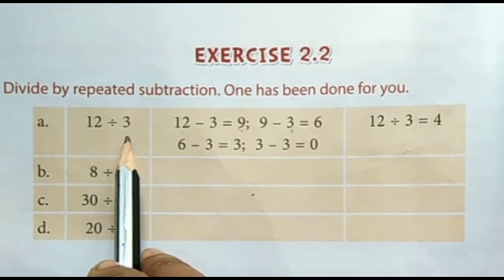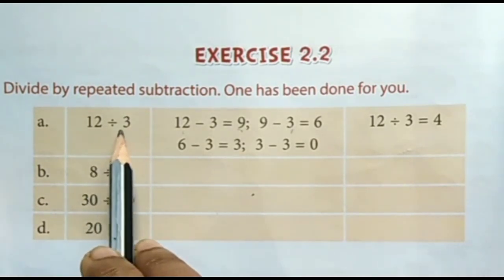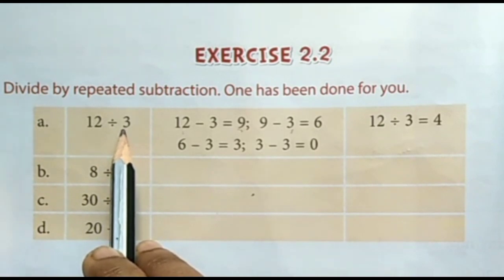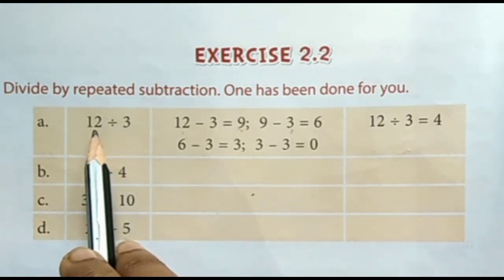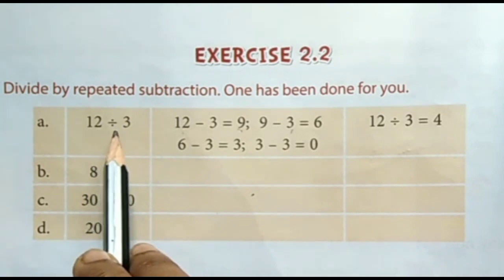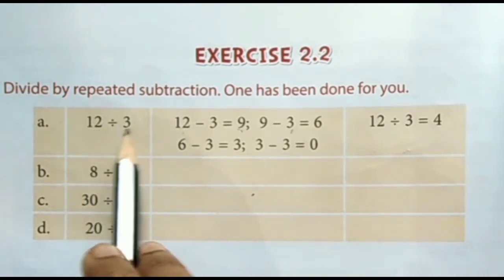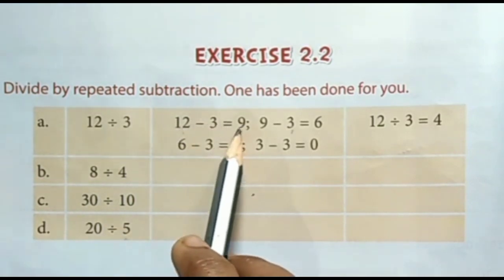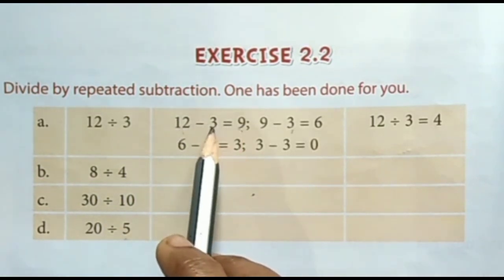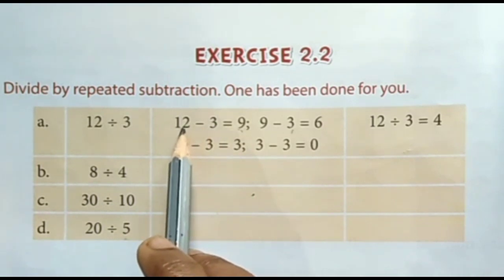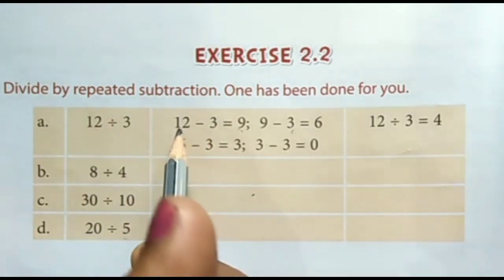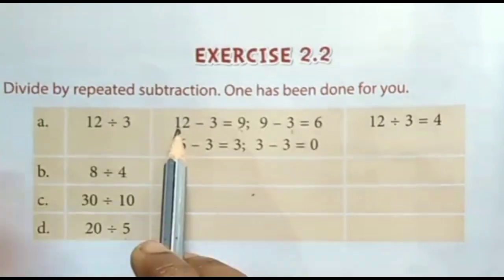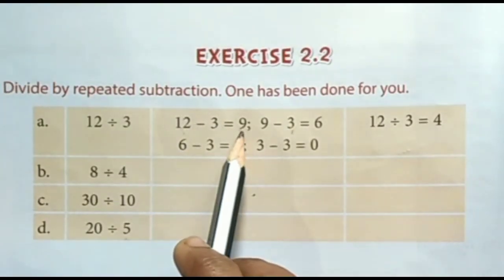12 divided by 3. To divide 12 with 3 using repeated subtraction means we should subtract 3 from the number 12 repeatedly till we reach the number 0. So first we should subtract 12 minus 3. 12 minus 3, the answer is, yes, we should count backward 3 numbers from the number 12. 11, 10, 9. So 12 minus 3 equal to 9.